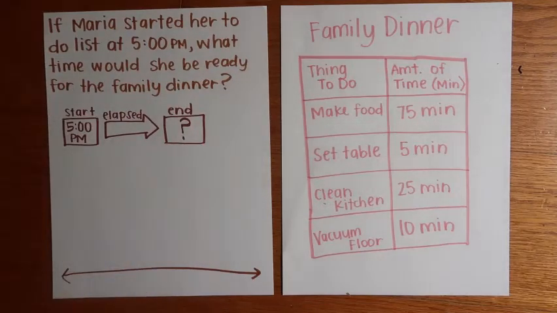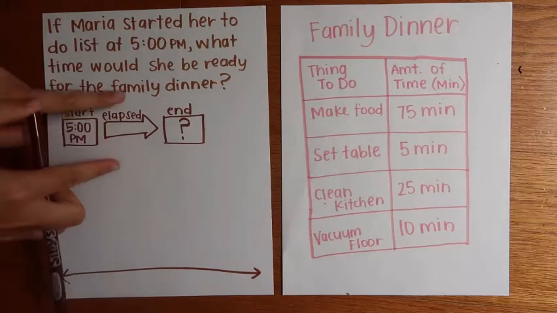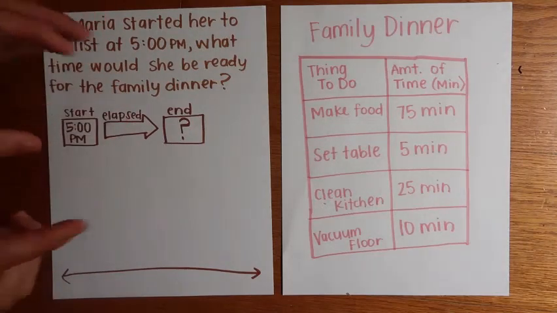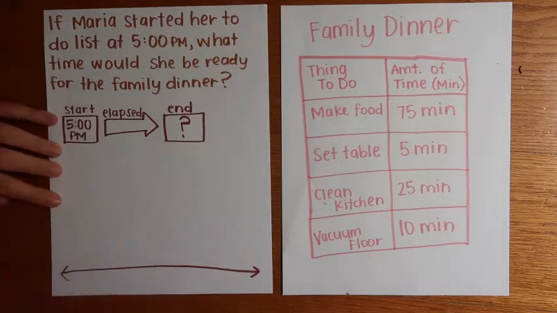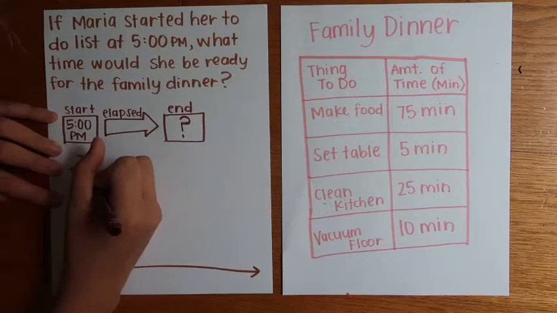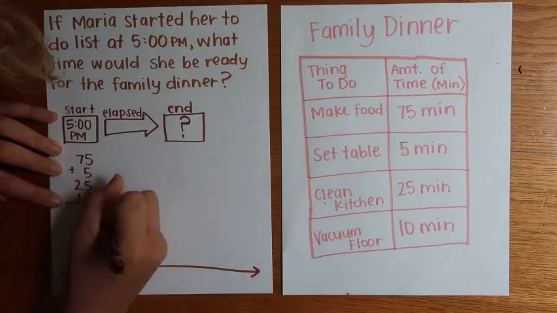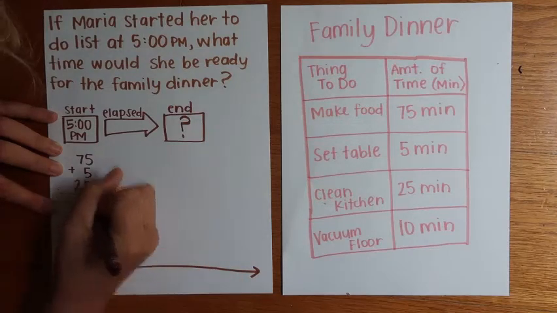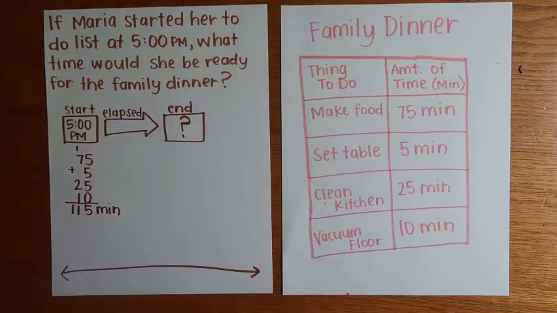So I can use this table now, just like I did in the first problem, and add up all of my times to figure out what the total elapsed time is, because I don't know that. I don't want to have to write out all the different elapsed times in here. I want to just have one time to focus on. So I'm gonna do 75 plus 5 plus 25 plus 10. I'm gonna add up all of those minutes to see what I'm left with. After I add up all of those parts, I see that my total is 115 minutes.